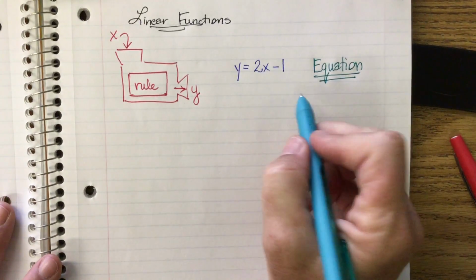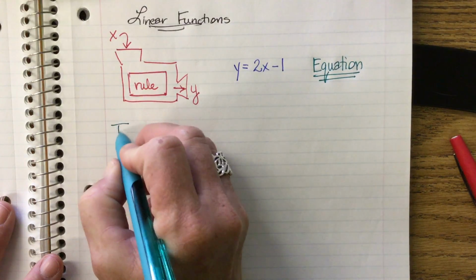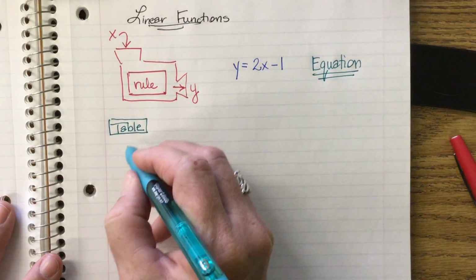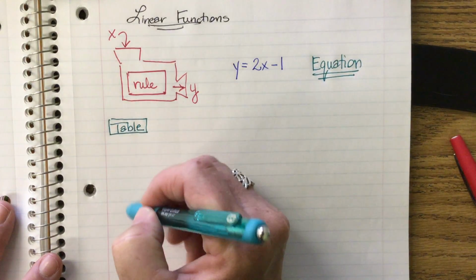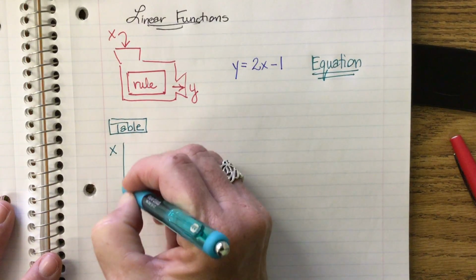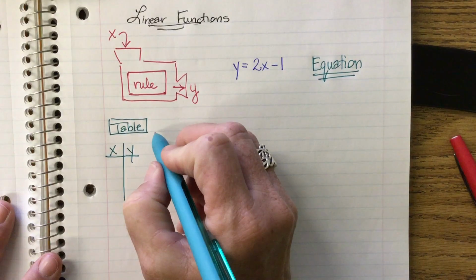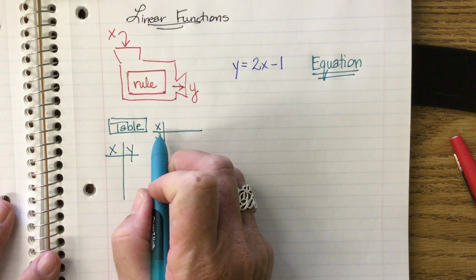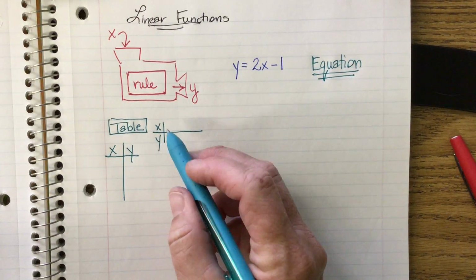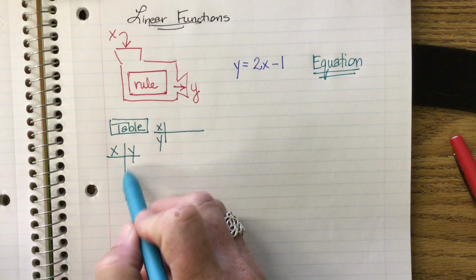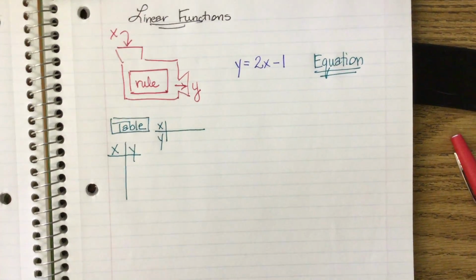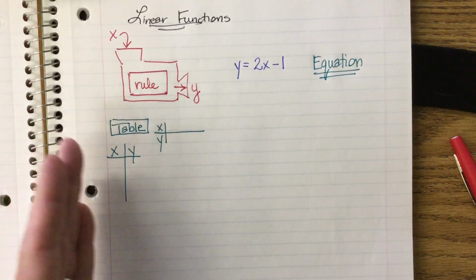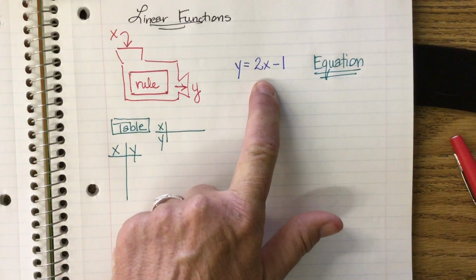Now, we can create a table from this. And a table, remember, you can have a horizontal table or a vertical table. The vertical is the easiest because if it is a horizontal, the x many times is on top, and it will get easily confused when we get into slope, and I'll explain that later. So I prefer to always use a vertical table. Now, who knows what the x is? We don't know. But the rule tells us that there's a certain relationship between the x and the y when I put a specific value in it.